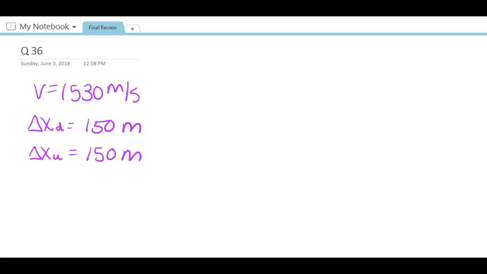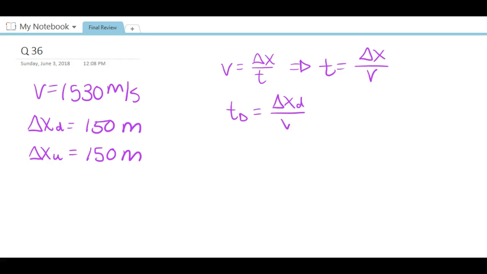Now velocity in any given medium is constant. So that means that we can calculate it using the constant velocity equation, delta x divided by t. So we do t equals delta x divided by v, and that's going to get us the time up or the time down. So we're going to do this two different times. We're going to do time down, which is going to be distance down divided by speed. Then we're going to do time up, which is going to be distance up divided by speed.